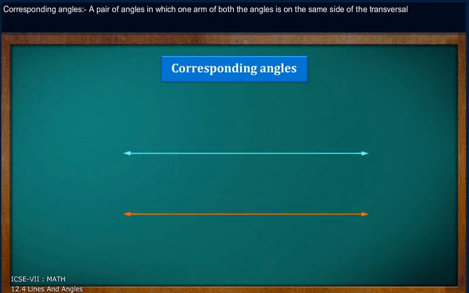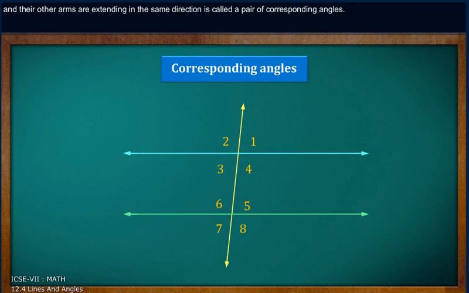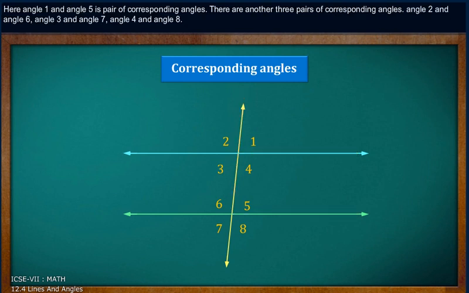Corresponding angles. A pair of angles in which one arm of both the angles is on the same side of the transversal and their other arms are extending in the same direction is called a pair of corresponding angles. Here, angle 1 and angle 5 is a pair of corresponding angles. There are another 3 pairs of corresponding angles: angle 2 and angle 6, angle 3 and angle 7, angle 4 and angle 8.